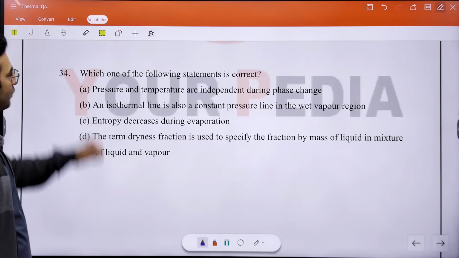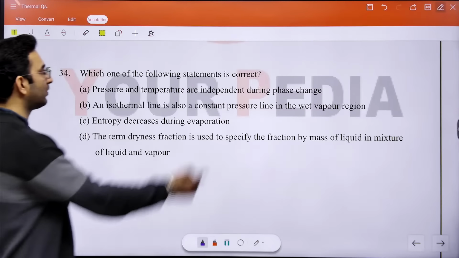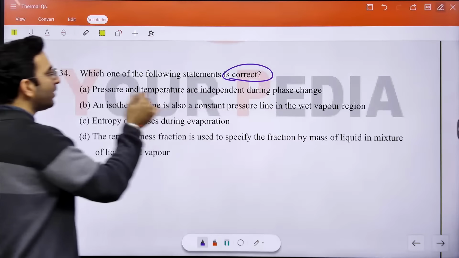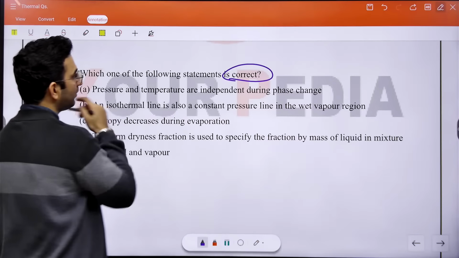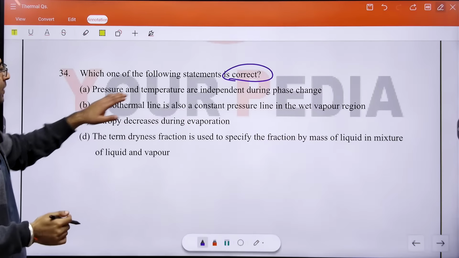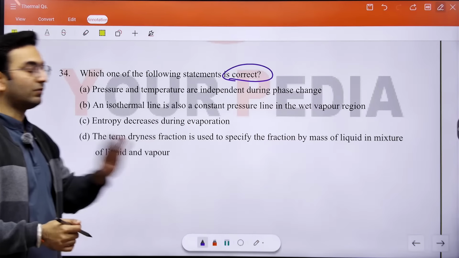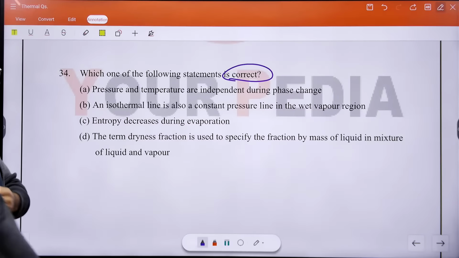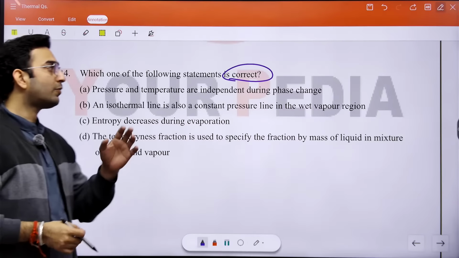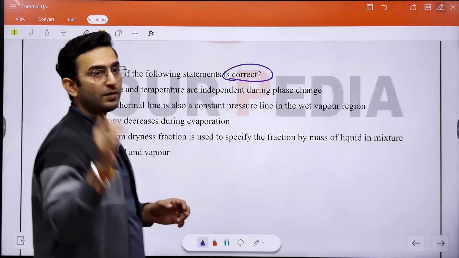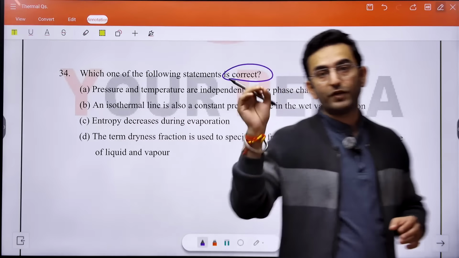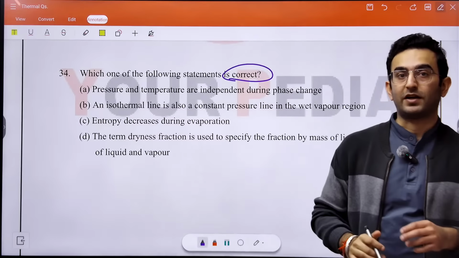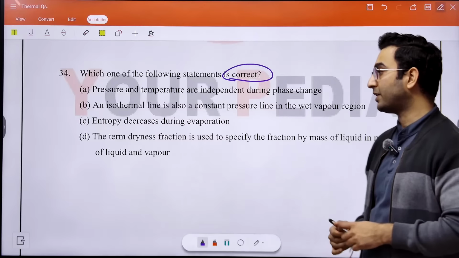Next, which of the following statements is correct? Pressure and temperature are independent during the phase change. Okay, let us see. It is not like that. Pressure and temperature are dependent upon the phase change here. If I define the 100 degrees Celsius temperature, we are having a defined vapor pressure at that line. We are having a defined saturation pressure at that point.